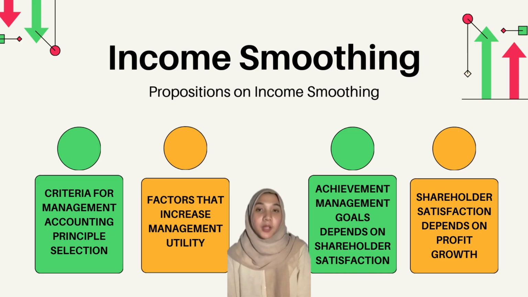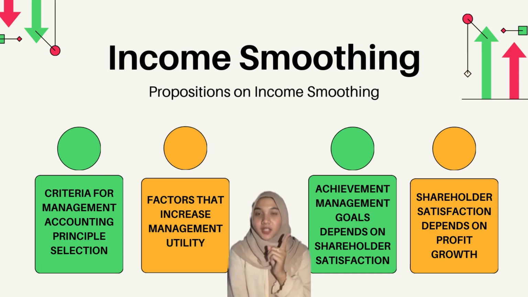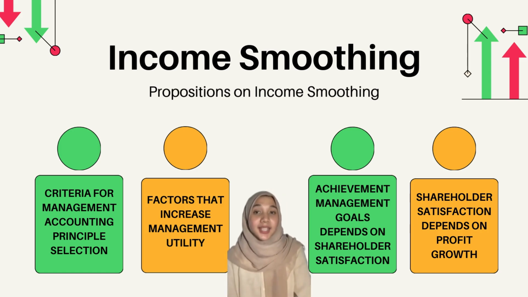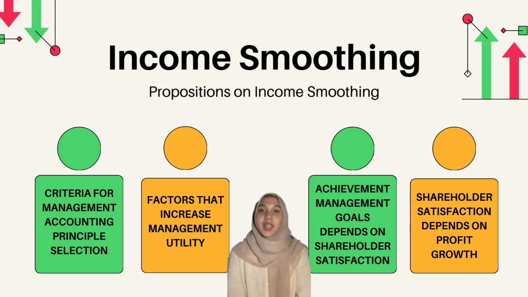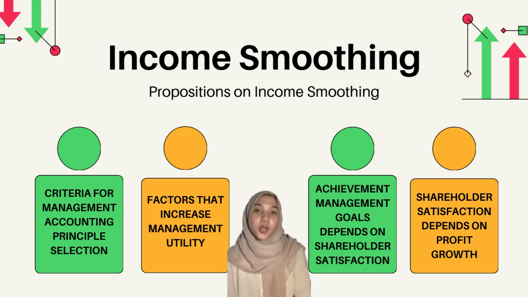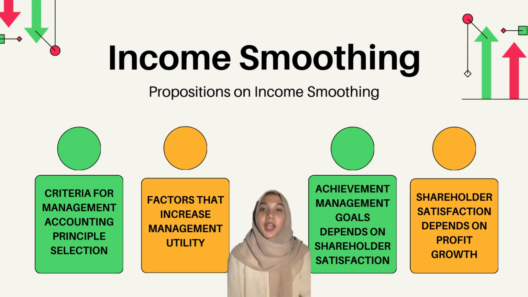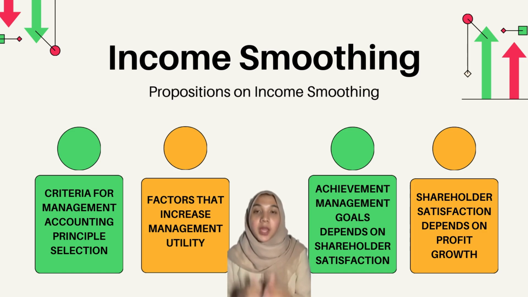This means that accounting policies are not chosen neutrally or technically, but based on what is most beneficial to management's position and interest. The second one, factors that increase management utility. According to Gordon, there are three main things that increase management utility. The first, job security. If the financial statements look stable and good, managers are less likely to be replaced or criticized. And the second, salary increase and bonus. Stable and growing profits over time can encourage an increase in management income because the company's performance looks good.